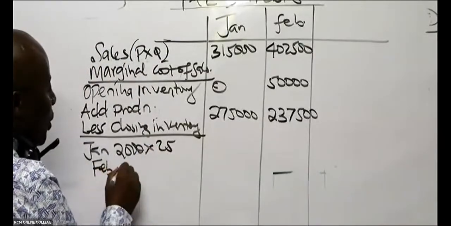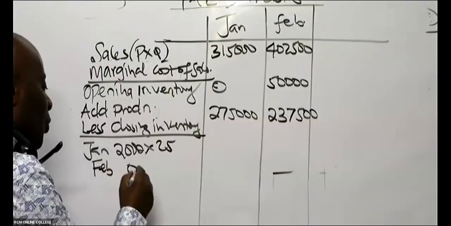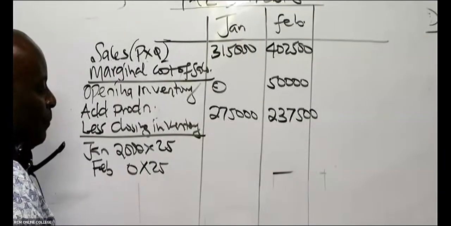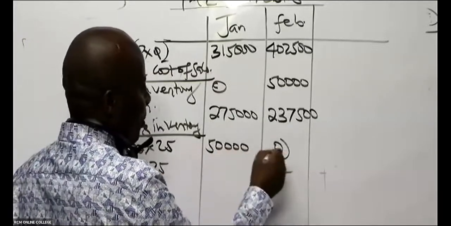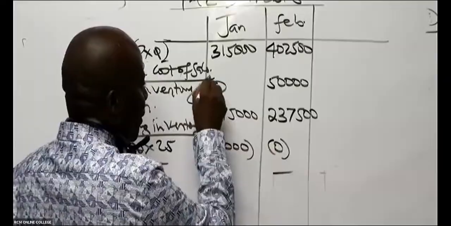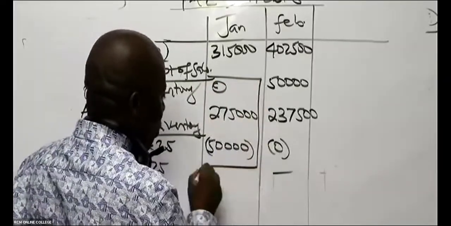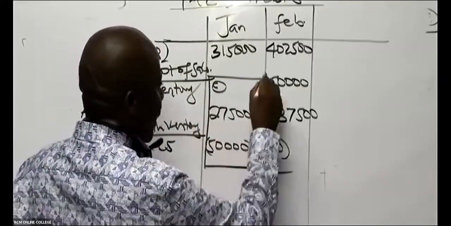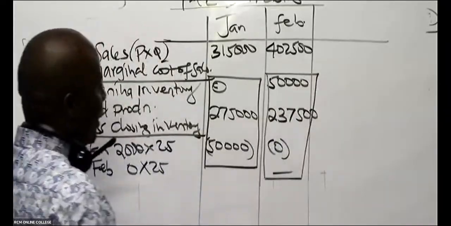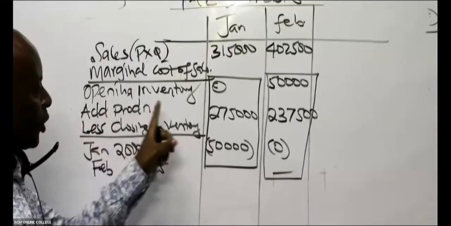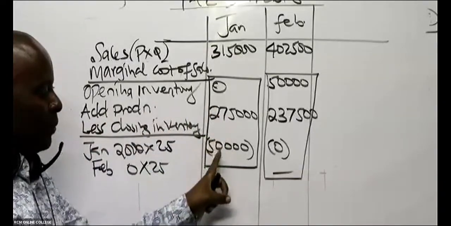February, closing was 0, isn't it? For revision, I can just say times 25. So then this gives me 50,000, right? This gives me 0. Remember, I'm supposed to subtract. So please always take care of these 3 numbers. So you're taking opening inventory, you add the production, so you take 0 plus this minus this.